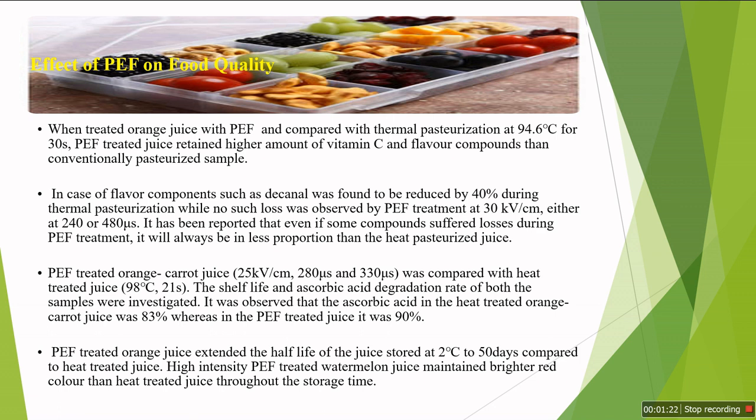PEF-treated orange juice extended the half-life of the juice stored at 2 degrees Celsius to 50 days compared to heat-treated juice. High-intensity PEF-treated watermelon juice maintained brighter red color than the heat-treated juice throughout the storage time.